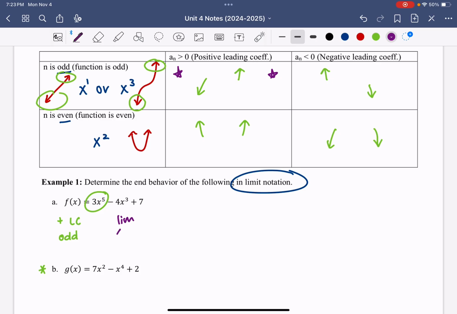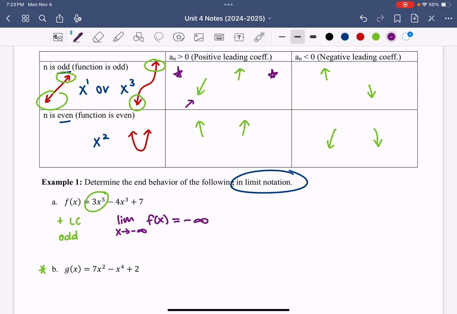Okay, so when we write this in limit notation, as a reminder, this looks like the limit, and then underneath the lim, I'm going to put x as it approaches. Okay, so the first one we're going to look at is going to negative infinity. That's going to be the left side. You don't need to write left, but that's the left side. Okay, we need to put the function we're talking about, so f of x, and then we know that on the left-hand side, we're approaching negative infinity.